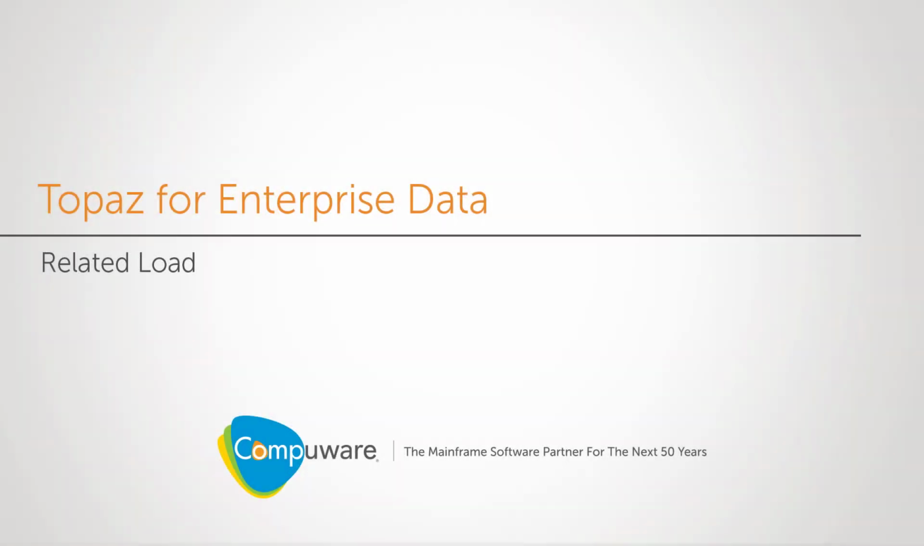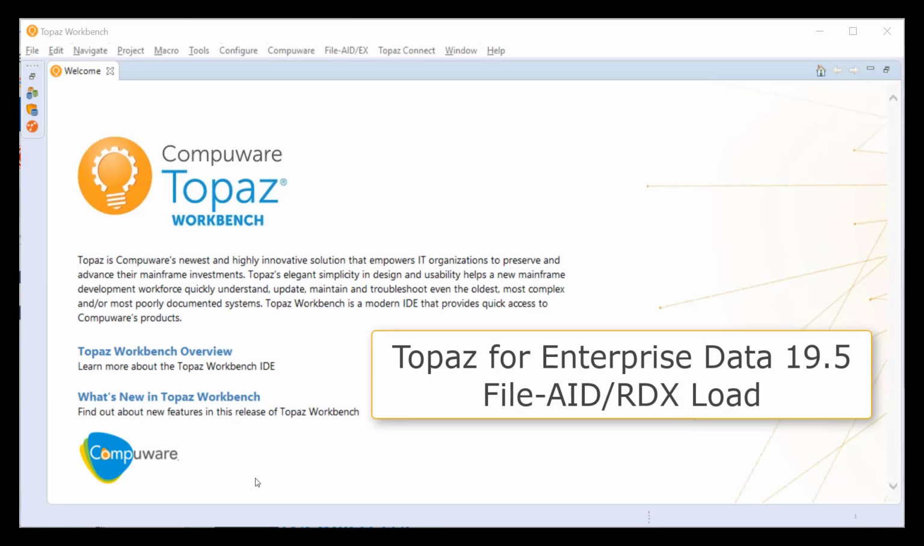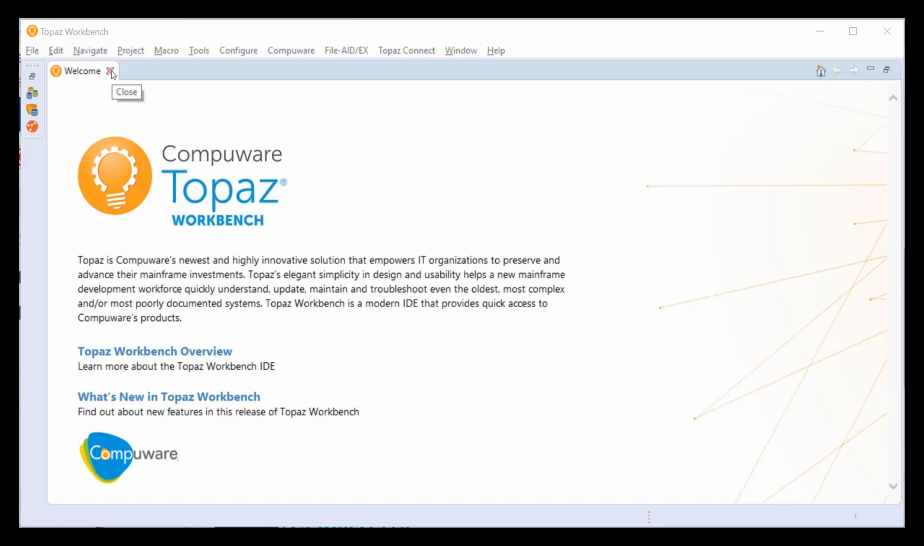Today we're going to be reviewing new functionality provided by Topaz for Enterprise Data 19.5, Filate RDX Related Load. To learn more about what's new in Topaz Workbench 19.5, please visit the What's New in Topaz Workbench. Now let's have a look at a demo of the new functionality in Topaz for Enterprise Data.